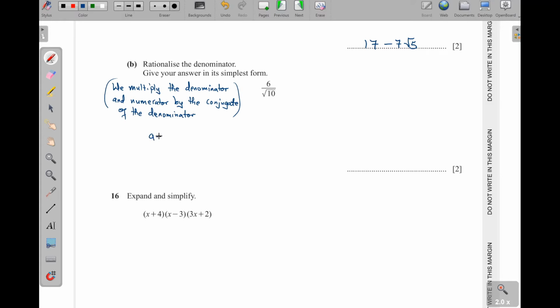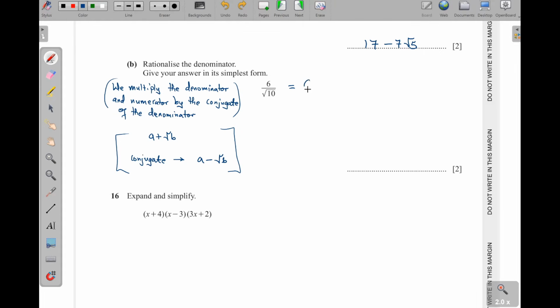Now, if a surd is, let's say, a plus root of b, okay, then its conjugate is going to be a, then minus root of b. So you change the sign here. But now, for this one here, you are not going to change the sign here because we don't have any other term in here. So we rationalize the denominator. Rational means to make it a fraction. That means we must have a real value in the denominator.